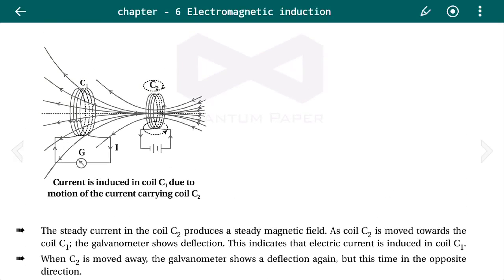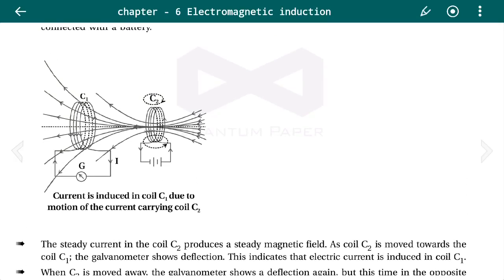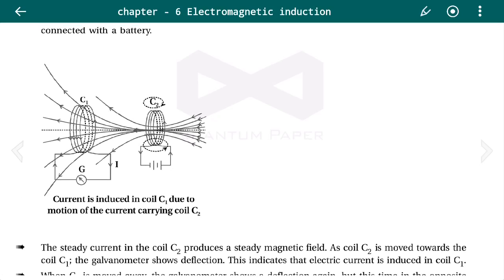So in both the experiments, when we change the magnetic field, then the current is induced in the coil. In the first experiment, the change is in the magnetic field produced by the bar magnet. And in the second experiment, the induced current in coil C1 is due to the change in the magnetic field produced by the current carrying coil C2.